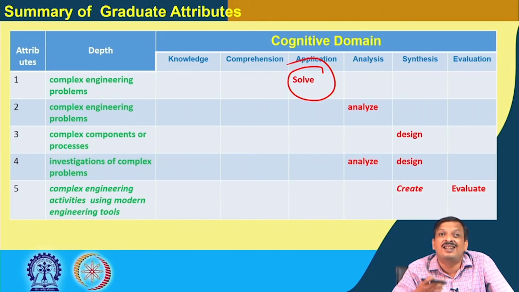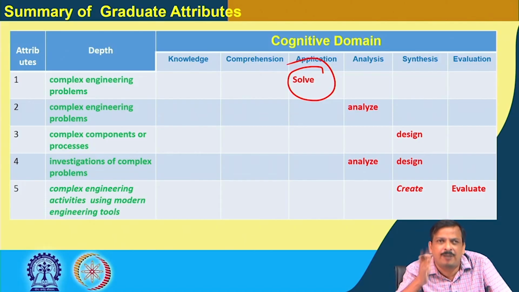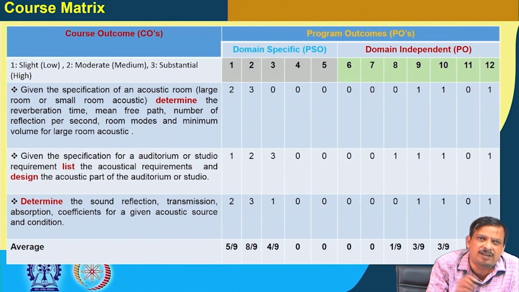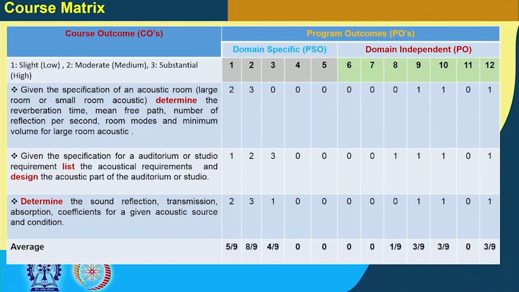Cognitive ability means they have to be able to solve, or application ability I can say. Application ability is the application domain, analyzing ability is the analysis domain, design ability is the synthesis domain. Okay. Then what I will do, I write down, I have already said in class, I think lecture week number 3, I have given this example.